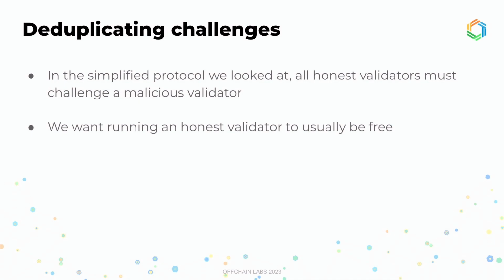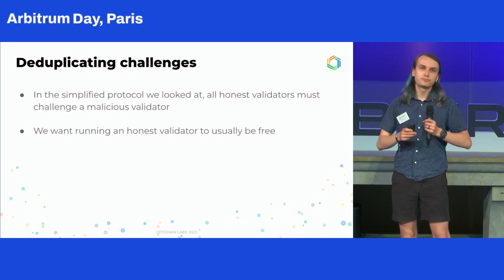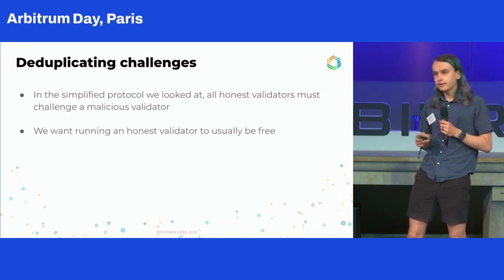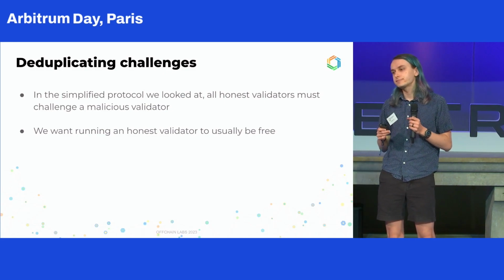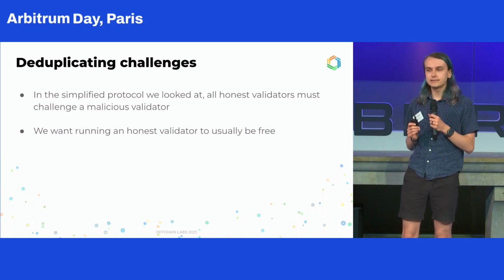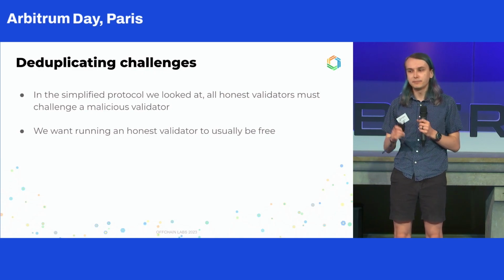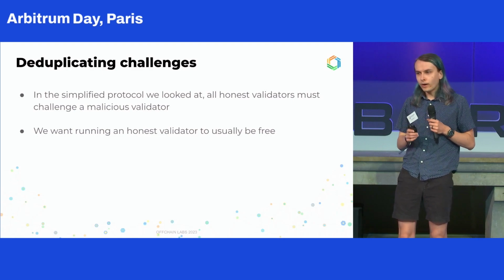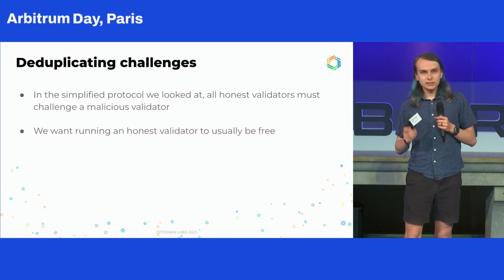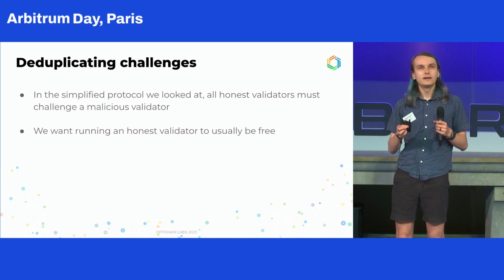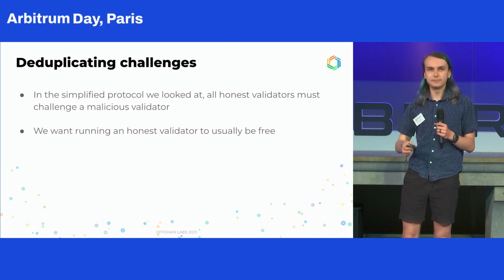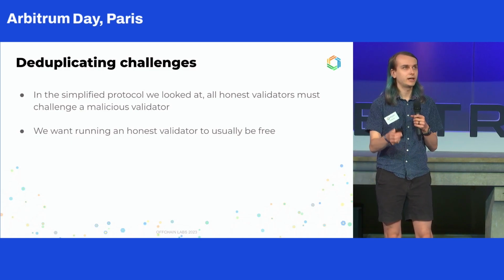So, another thing about this simplified challenge protocol we've looked at, and this is also true of the current Arbitrum challenge protocol today, is that all honest validators must challenge a malicious validator. And why is that? Well, this challenge protocol is interactive, and what that means is you can make an incorrect move and intentionally lose your challenge.